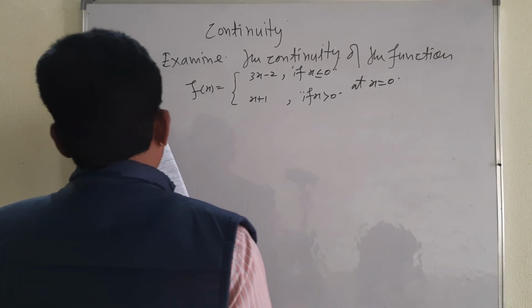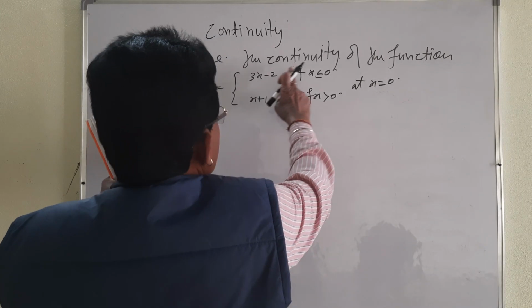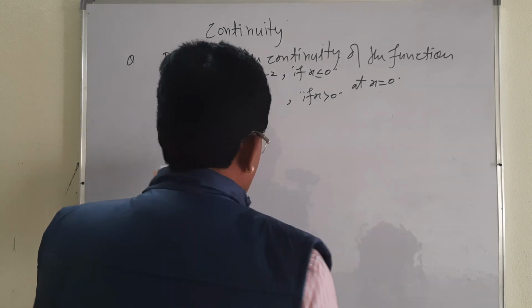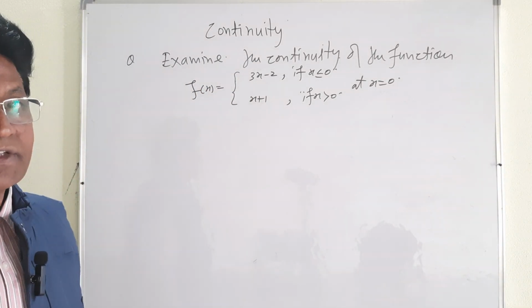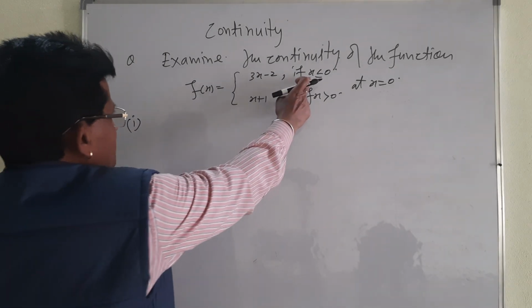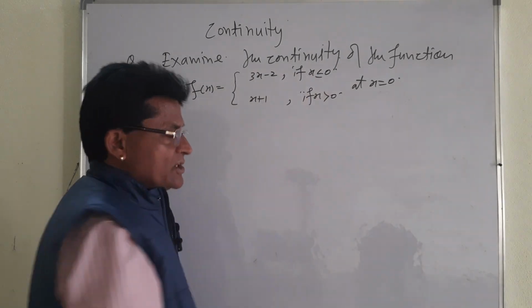At what point do you have to discuss the continuity or discontinuity? x is equal to 0. Examine the continuity of this function at x equal to 0. Okay, let me take the function. First case is this one, means x is less than 0.